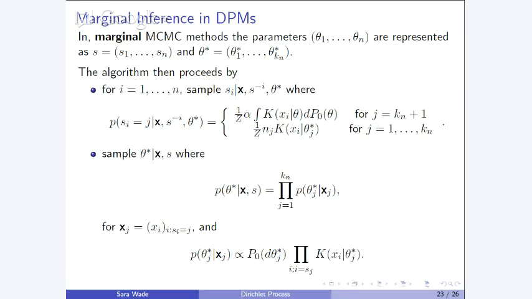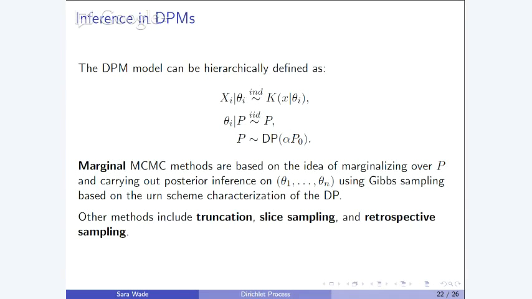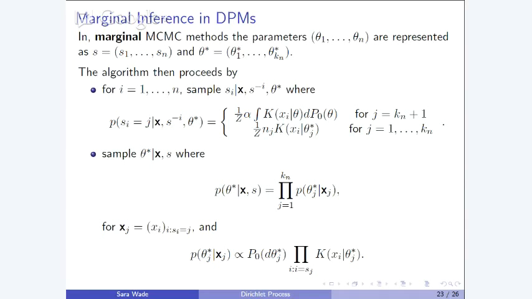That's a drawback of these marginal MCMC methods, that we have to sample each label from its full conditional one step at a time. Whereas in these other methods where we don't integrate out P, we also have to introduce these labels, but conditioned on everything else, they are conditionally independent. Sometimes these methods can result in better mixing, but they're a bit more complicated. So for the lectures, I'm just presenting the marginal MCMC methods.